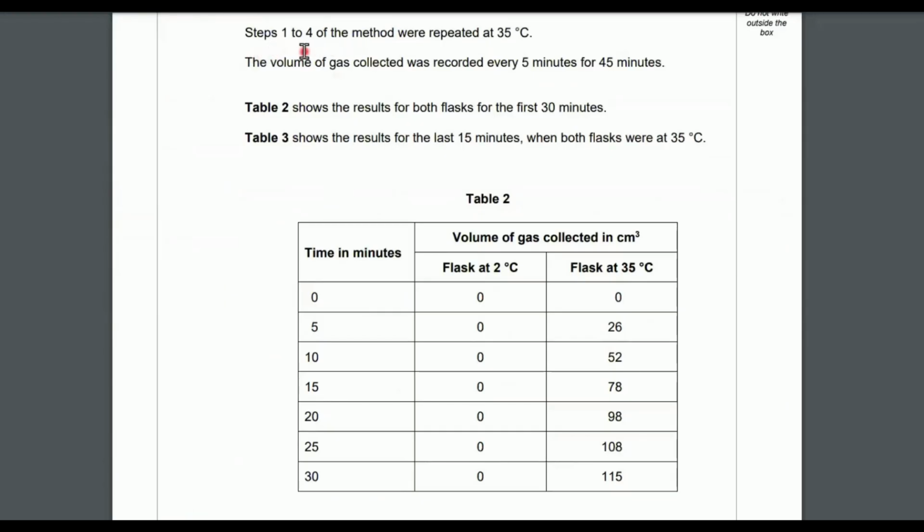Right, steps 1 to 4. Steps 1 to 4 of the method were repeated at 35 degrees. The volume of gas collected was recorded every 5 minutes for 45 minutes. Table 2 shows the results for both flasks for the first 30 minutes. Table 3 shows the results for the last 15 minutes when both flasks were at 35 degrees.